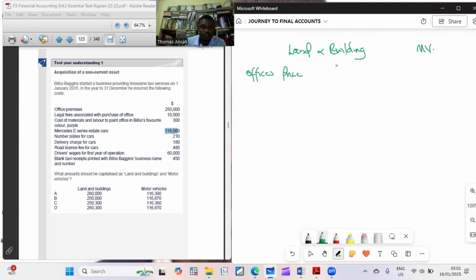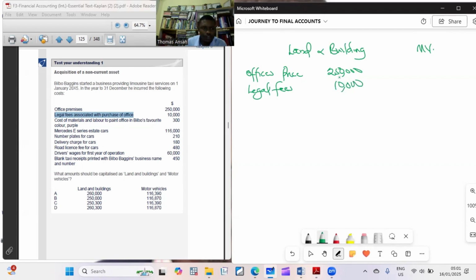how much did it cost? 250,000. So that one will be part of the land and the building. Legal fees associated with the purchase, should it be part? That is the question you ask yourself. We said that the purchase price and any other cost you incur to be able to have the asset and use the asset. So look at this. Legal fee, yes, of course, because without the legal fees to help you with the purchase of the asset, you will not get the asset.